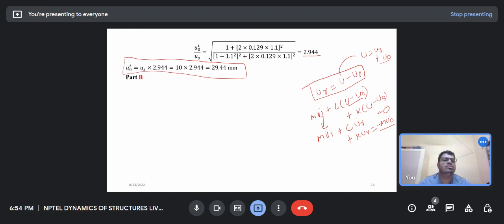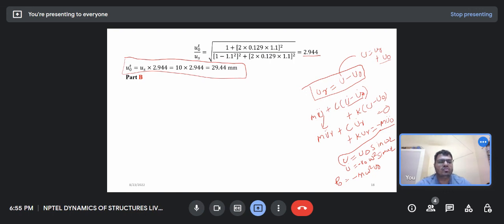Okay, not u_r, not u naught. This is u only. So this u is given as u naught into sine omega t. So u double dot comes out to be minus u naught omega square sine omega t. So if you put this value here, my p will become p naught, or p minus, m into omega square into u naught.